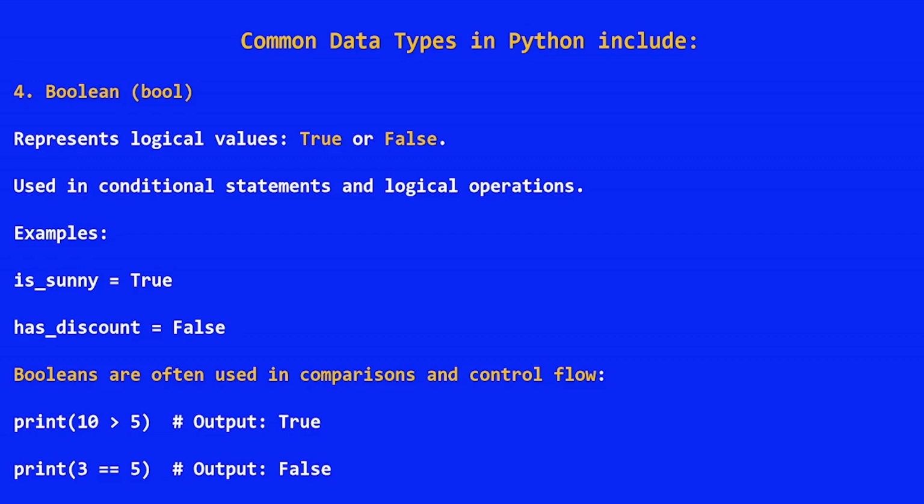Control flow is a future topic and we're going to look at it later. Now comparisons. For example, if you want to print 10 is greater than 5, the output should be true because we are comparing 10 to be greater than 5. And then you're also comparing 3 to be equal to 5. The output will always be false.